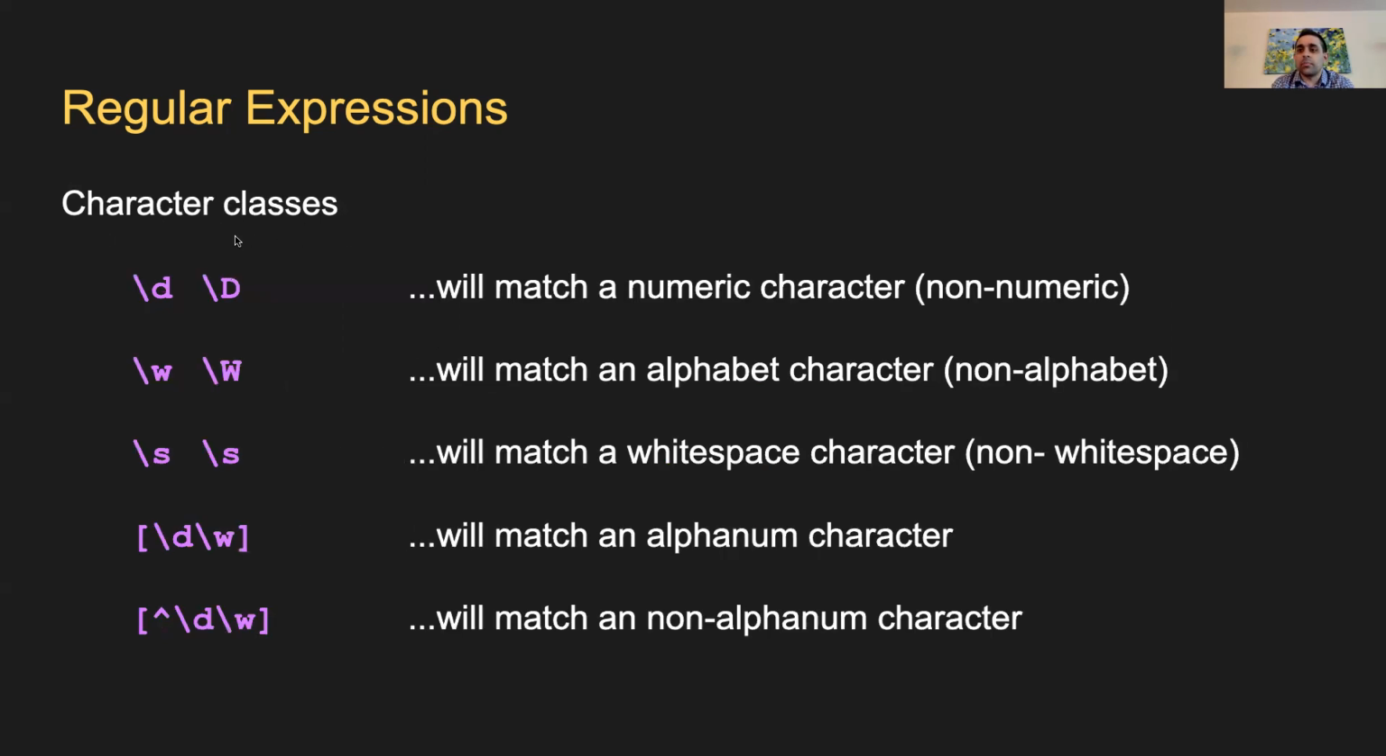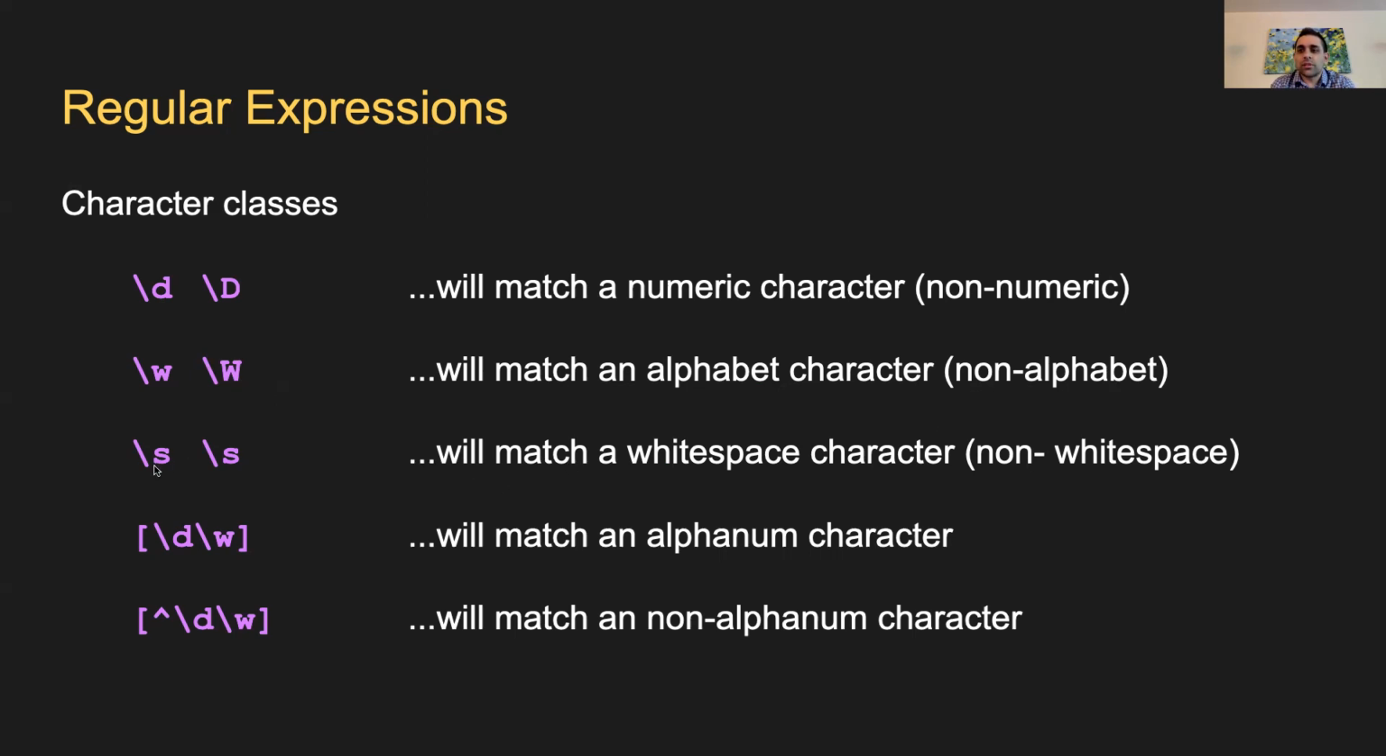We have predefined character classes. So the common ones, if you use \d in your pattern, that's going to match any numeric character. So a digit of 1, 2, 3, all the way up to 9. A single \d will match 1 numeric character. The opposite of that is \D, which will match any non-numeric character. All right, so these are predefined character classes that exist in Python regex. We also have \w, which will match any alphabet character. And likewise, \W will match any non-alphabet character.